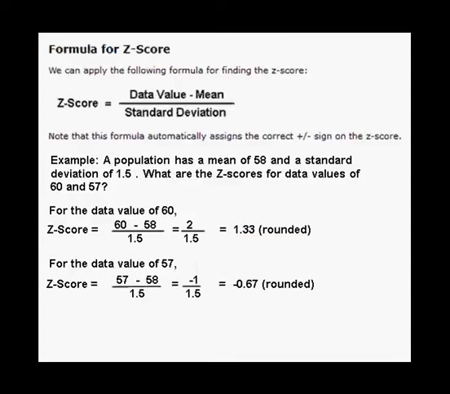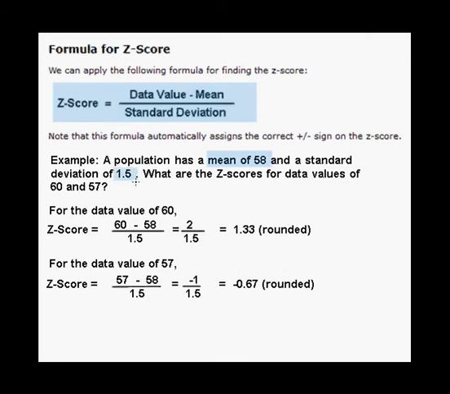Sometimes we have data values that when we subtract the mean and divide by the standard deviation, we don't get a nice whole number. So what we use then is the z-score formula, which is the data value minus the mean divided by the standard deviation. Let's look at a few examples. We have this same population with a mean of 58 and a standard deviation of 1.5.